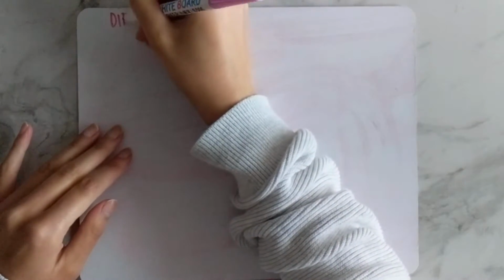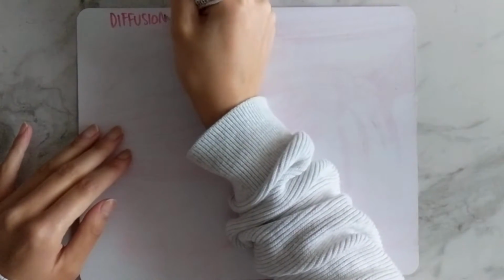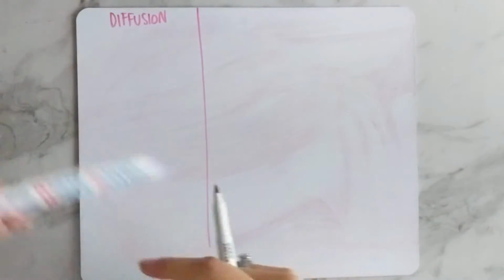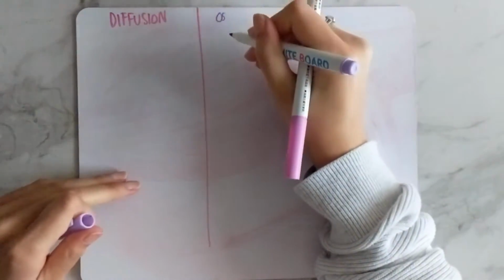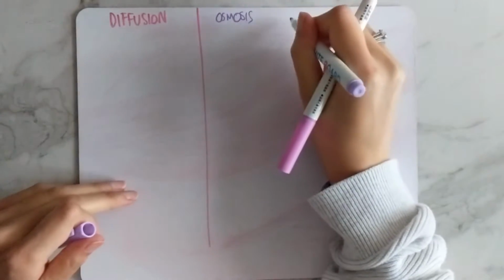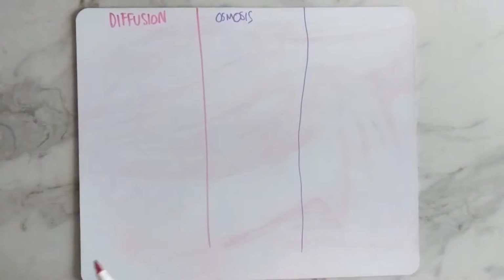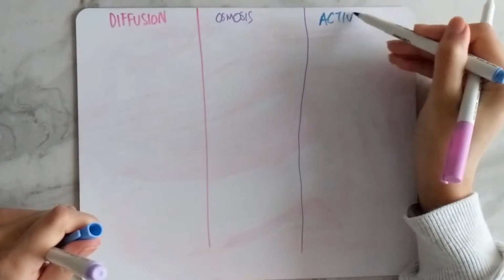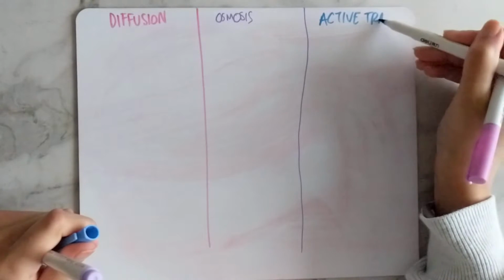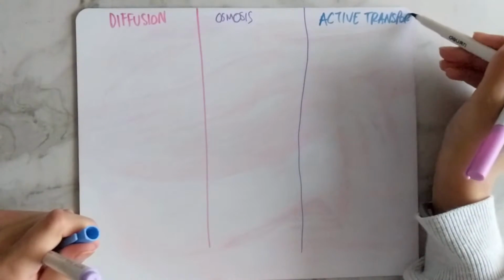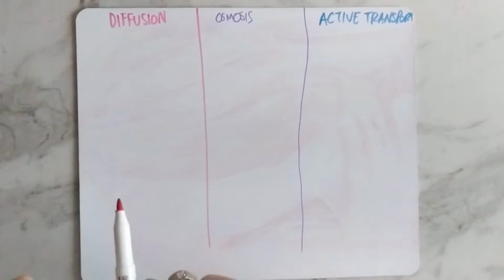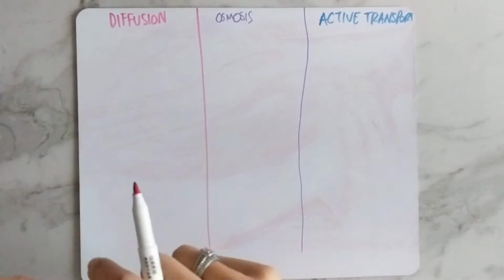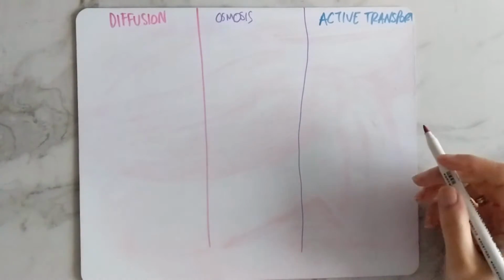Hi, this is just a quick video on diffusion, osmosis and active transport. So let me just split the board into 3 columns. We'll do diffusion, osmosis and then active transport as well. We'll just go through the similarities and differences, and then I wanted to go through potato cells and osmosis with potato cells. So diffusion then, let's start here.